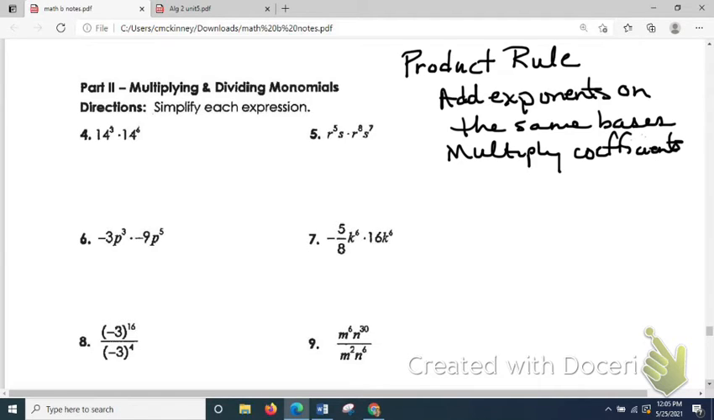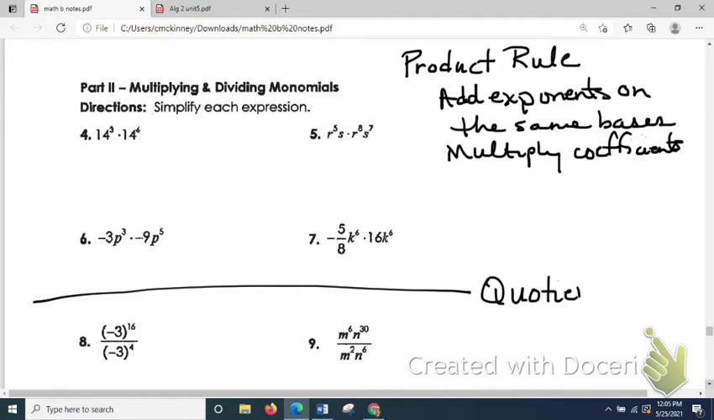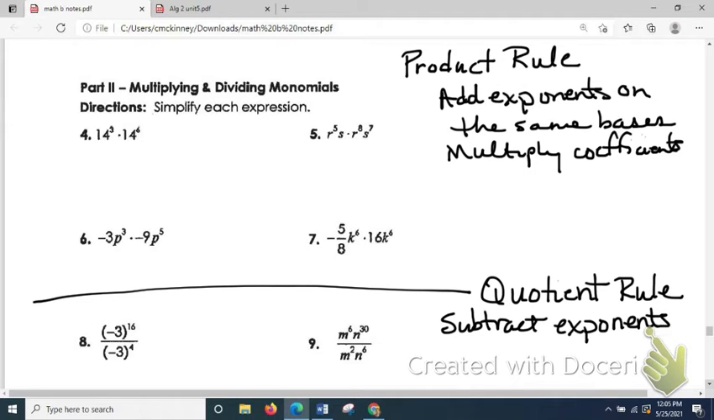And when we get to number 8, these are division, and division is the quotient rule. And that is that we subtract the exponents, and divide or reduce the coefficients. Because remember, the coefficients are still regular numbers, so they behave like regular numbers.